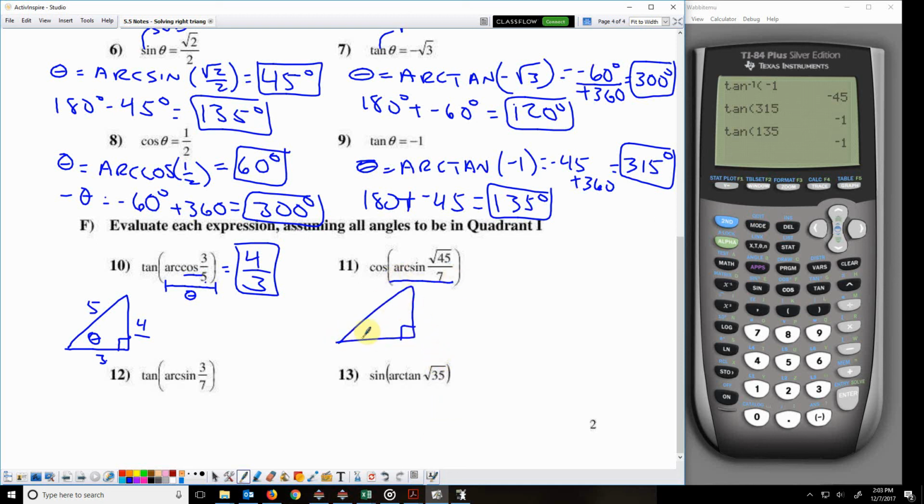So this right here represents my theta. What that tells me is opposite is root 45, hypotenuse is 7. I want cosine, so I'm going to have to use the Pythagorean theorem. So that's root 45 squared plus b squared equals 7 squared. I'm going to move this over here. 7 squared minus root 45 squared is 49 minus 45. So b squared, 49 minus 45 is 4. Square root of 4 is 2. Cosine is adjacent over hypotenuse. That will be 2 over 7.